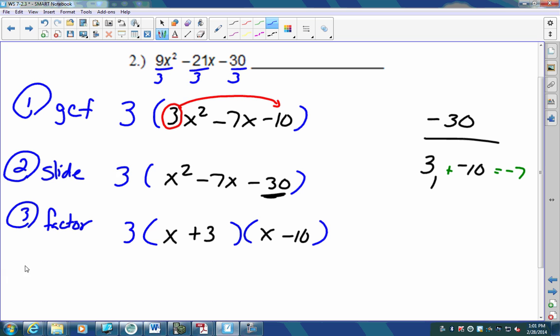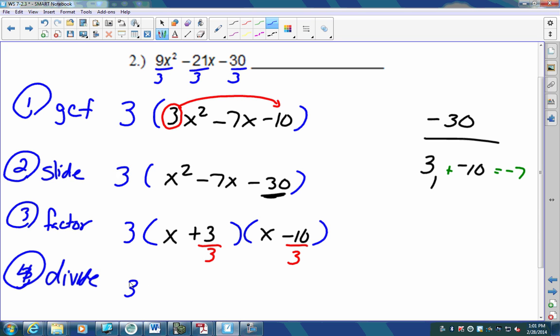Now, if you slide, you must divide. Now, people go, well, what am I dividing by? What number did you slide? You slid the 3. I'm going to divide by 3. You know one question people ask me? Does a 3 have to go here and the negative 10 here? It can go any order. You could have put the negative 10 in the first parenthesis. That doesn't make a difference.